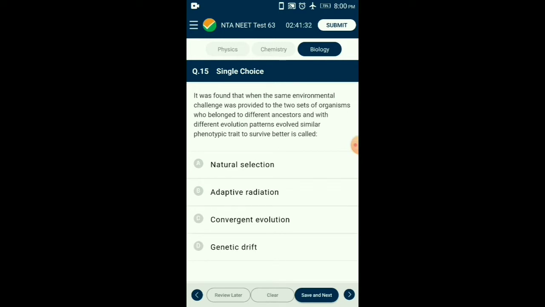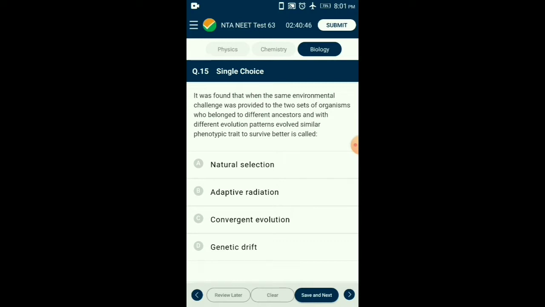It was found that when the same environmental challenge was provided to two sets of organisms that belong to different ancestors and have different evolutionary partners, they evolved similar phenotypic traits to survive better. This is called. Natural selection is when a trait that possesses heritable variation and confers an advantage in the competition for resources is selected naturally.